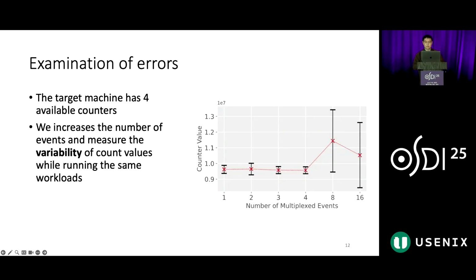To look into this, we ran a preliminary experiment on a machine that has 4 available counters. We gradually increased the number of events we measure, and the result is shown in this figure. We can see that once the number of events goes beyond 4, which is the number of counters, the measurement results vary a lot. This suggests very large measurement errors.